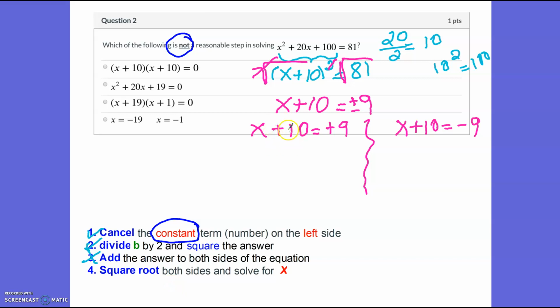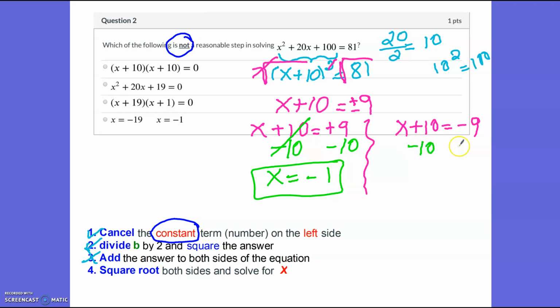So now I know that I need to cancel 10 because I need x by itself. So I'm going to subtract 10 from both sides. So x equals negative 1. 9 minus 10 is negative 1. On this side, I'm going to do the same thing. Subtract 10 from both sides. And I have x equals negative 19.